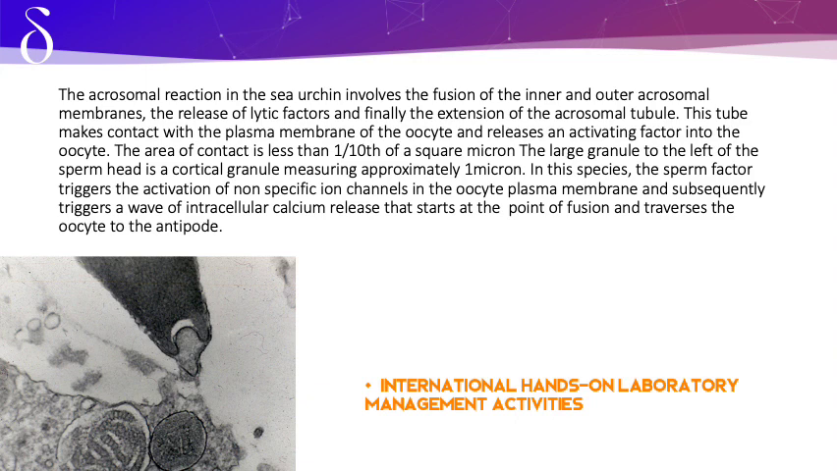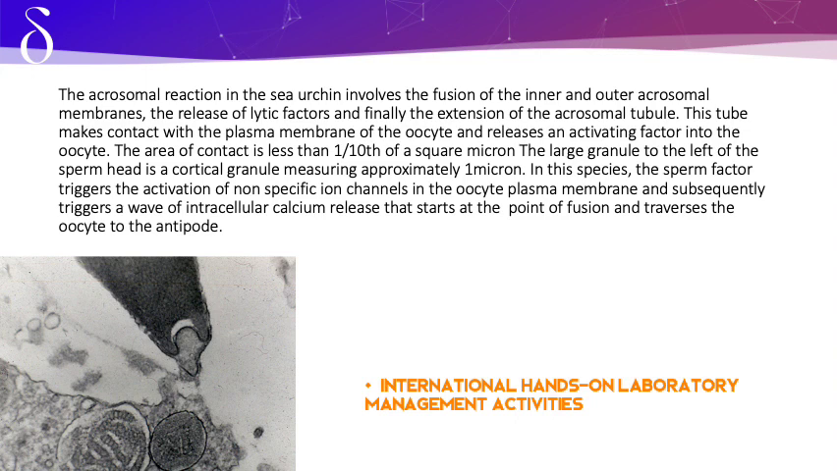Most of our information from fertilization is still from the sea urchin, and that's because we can get so many gametes from these animals. They're so easy to work with, and experiments can be done at room temperature. The medium is of course seawater. It just makes it so much easier. So most of our information is actually still from this animal.